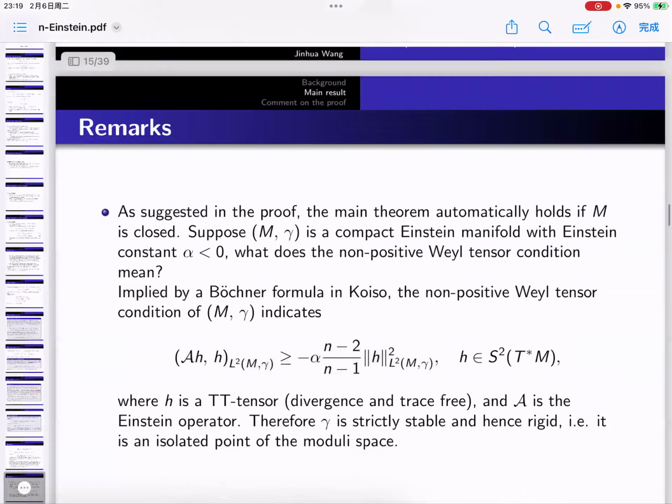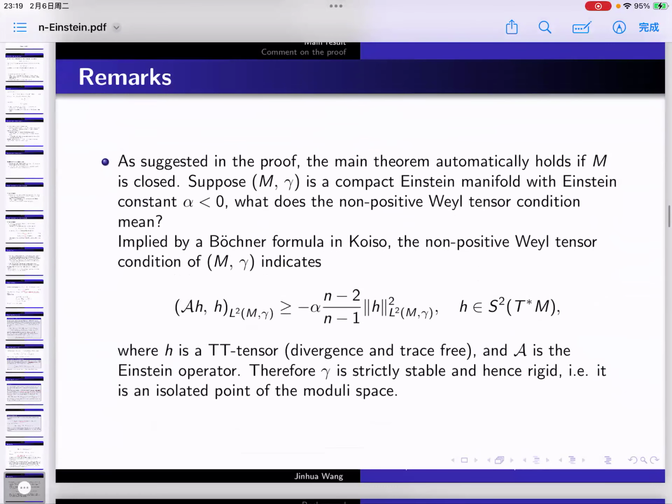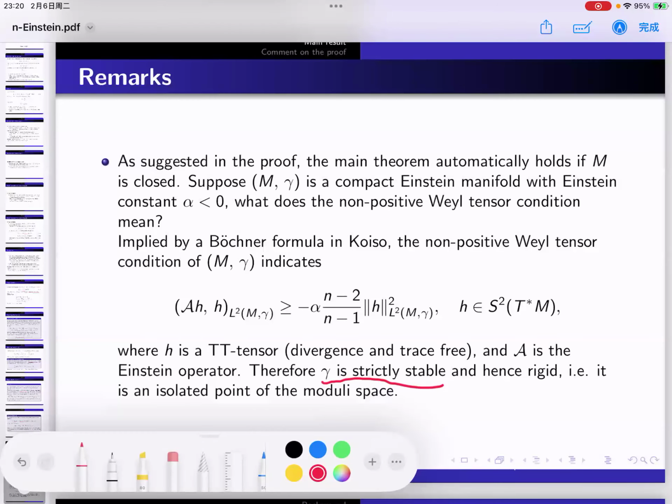And there are also several remarks. We can see in the proof that the proof is also valid when the spatial manifold is closed. So what does this non-positive Weyl tensor condition mean? In the compact case, implied by a Bochner formula, this non-positive Weyl tensor condition indicates that the eigenvalue of the Einstein operator must be positive. It means that now in the compact case, this gamma is strictly stable and rigid.